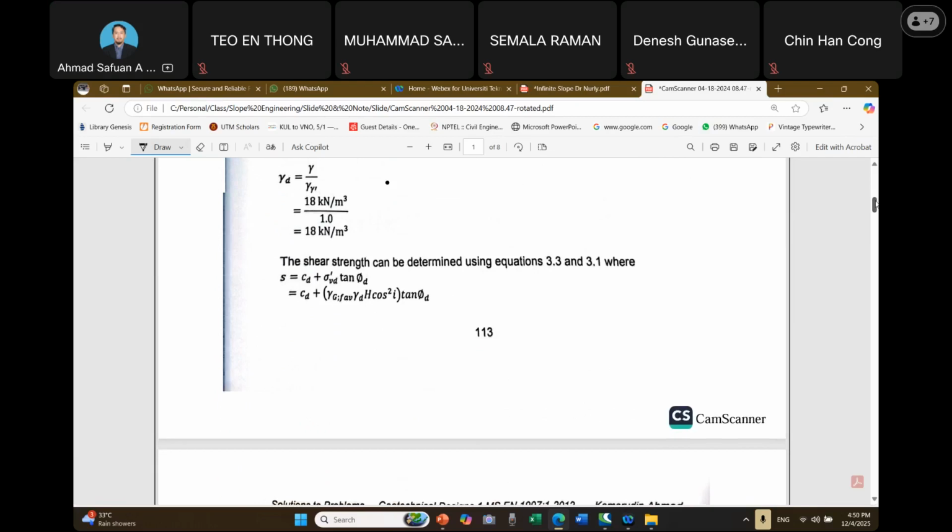Okay. So the shear strength can be determined using equation K. Using this equation for the shear strength. As I mentioned, this is similar to M, but we do not use the term of M. So that is the equation for shear strength.